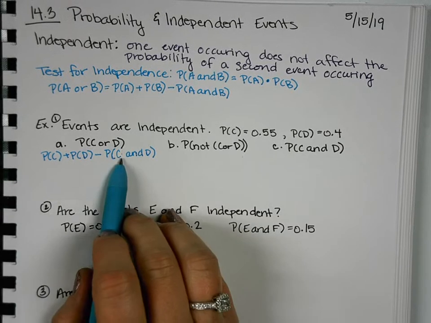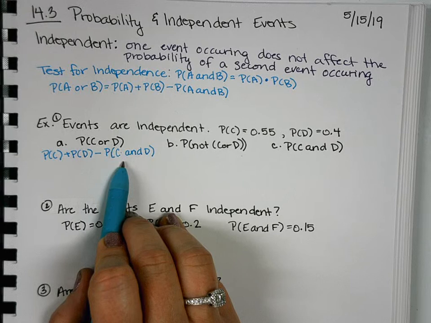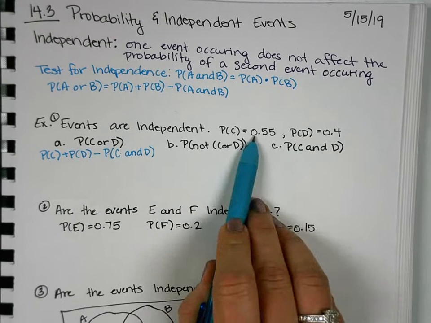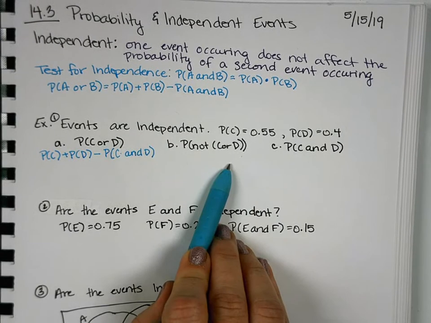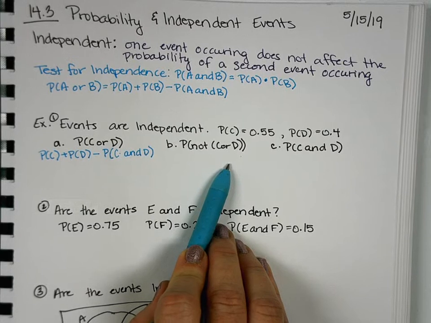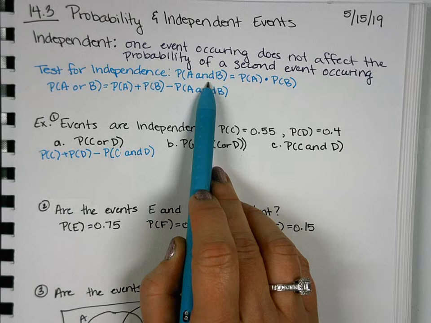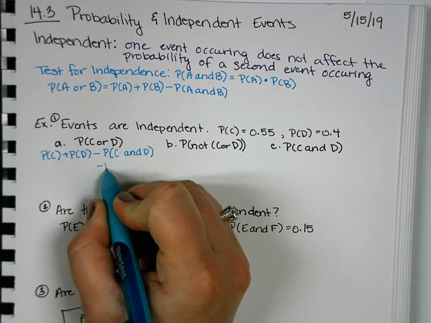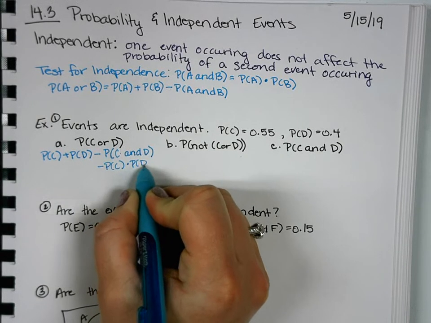Do we know what the probability of C and D is? Yeah, we do. I know C, I know D. Do we know that one? No. Can we find it though? Because how do we find the probability of the AND statement? We just multiply them together. So this will be the probability of C times the probability of D.